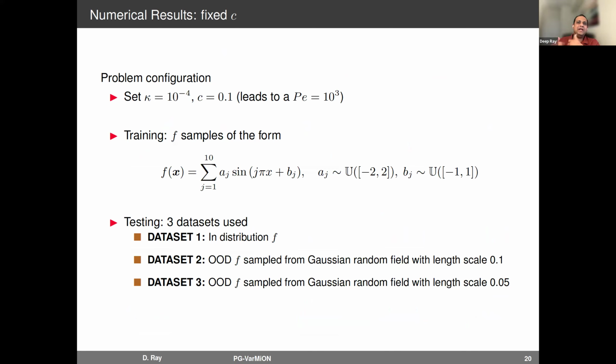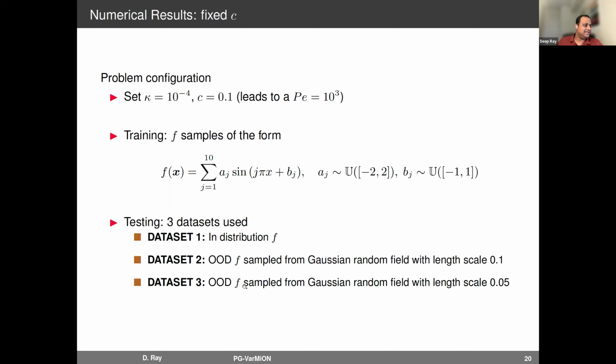Now, the only thing that is varying for my problem is my forcing functions. And for training, I'll assume that the forcing functions are coming from a random sum of sine functions, as shown over here. This is the kind of Fs that we use to train on. And then we will test on 3 kinds of Fs. First, we'll take more Fs of the same kind that you saw in the training set. So it's in-distribution F.